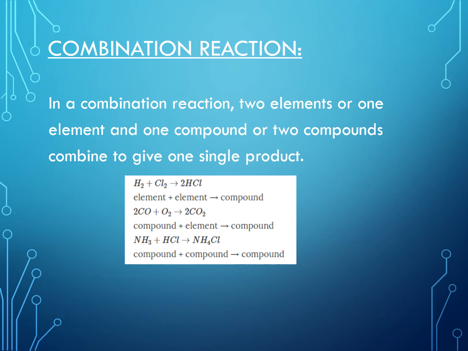In the second example, CO, carbon monoxide, is a compound. It is reacting with an element, oxygen, to give carbon dioxide as a compound. In the last example, these are two compounds. They are giving another compound, that is ammonium chloride. So it is a combination of either of the two reactants to give a single compound, a single product.